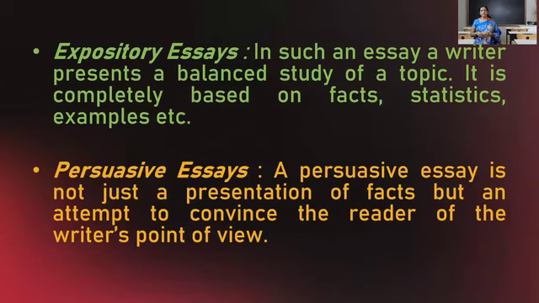The last and the fourth category of essays is the persuasive essay. A persuasive essay is one where the writer is not just giving us certain facts, but is trying to convince the reader about his point of view. His main aim in such an essay is that he wants the reader to agree with his own opinion. So such essays are known as persuasive essays.